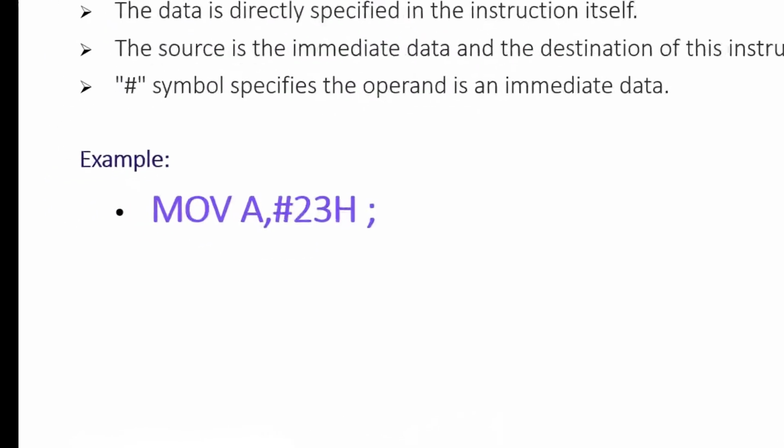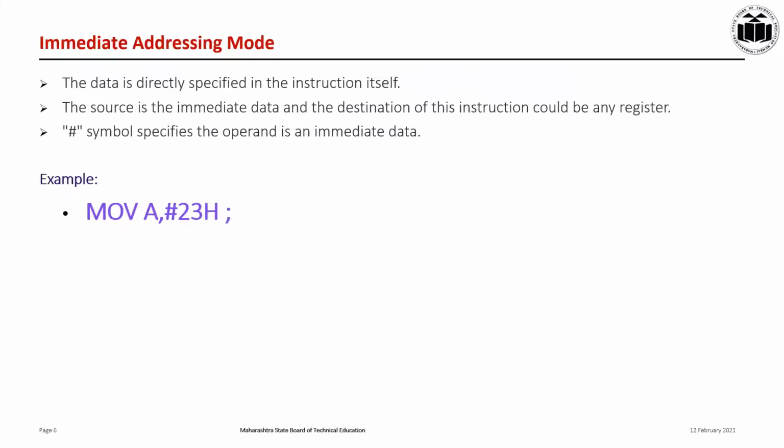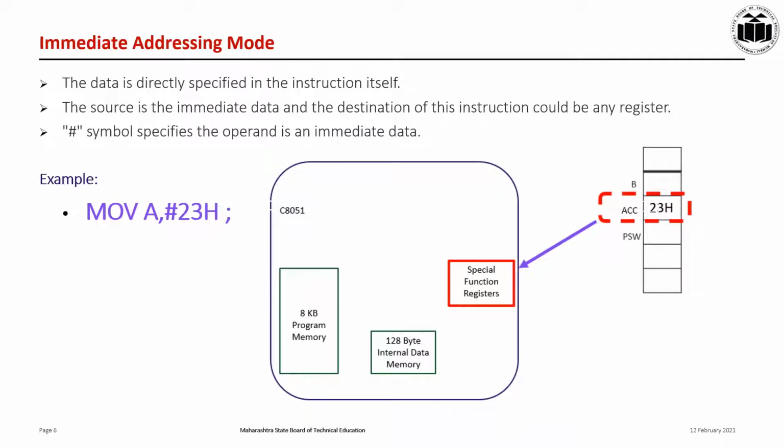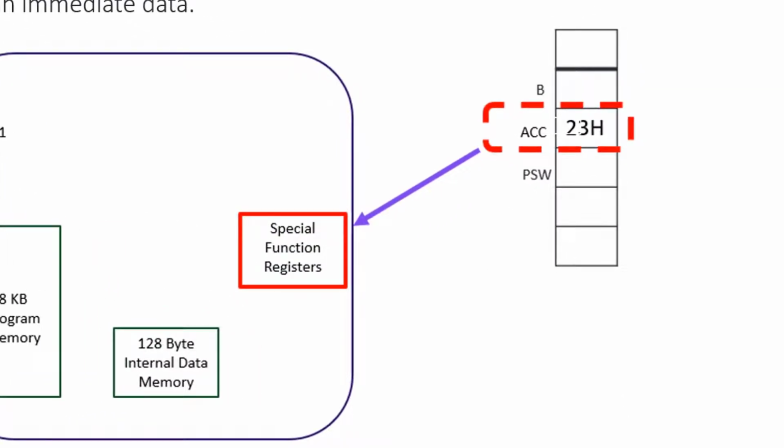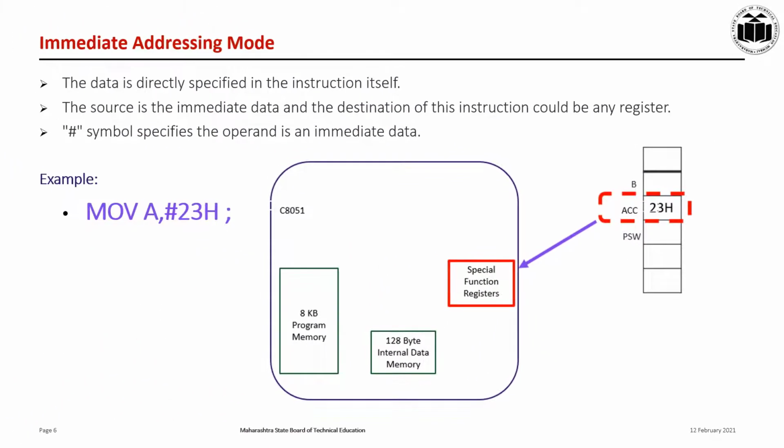For example, MOV A, #23H. Here, A is one of the special function registers in 8051 acting as a destination register, and #23 is an immediate data. After the execution of this instruction, the 8-bit data 23H will move to the accumulator.